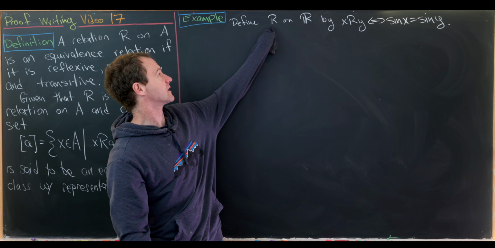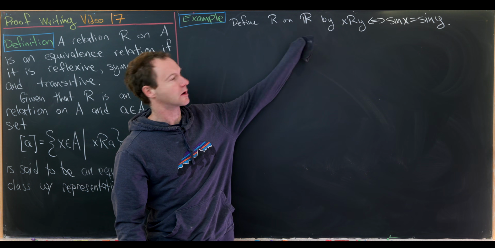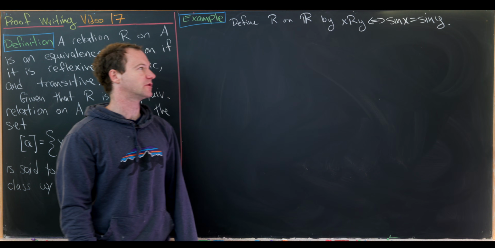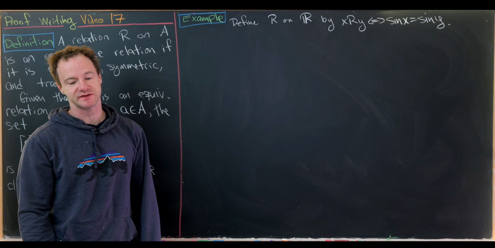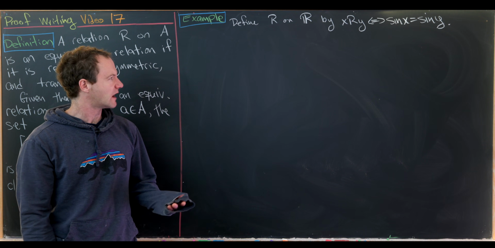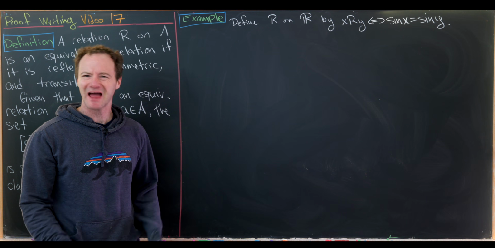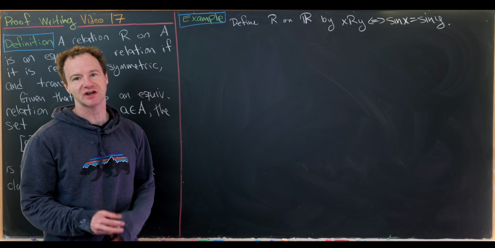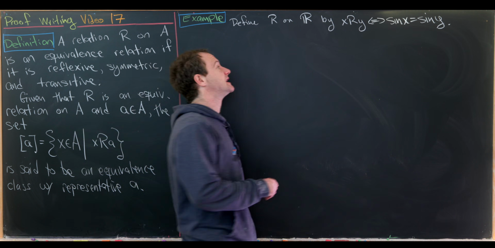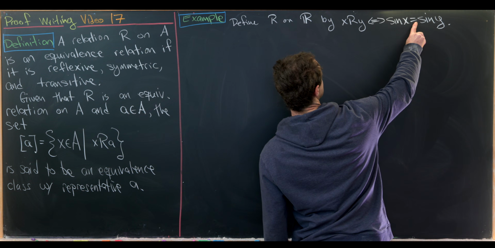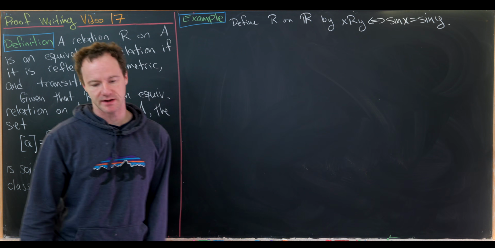Okay, so let's look at another example. Let's define a relation R on the real numbers by x is related to y if and only if sine of x is equal to sine of y. Now, let's look at some equivalence classes. I won't check that this is an equivalence relation. I think it's pretty clear given that our relation is really defined out of this equality right here.